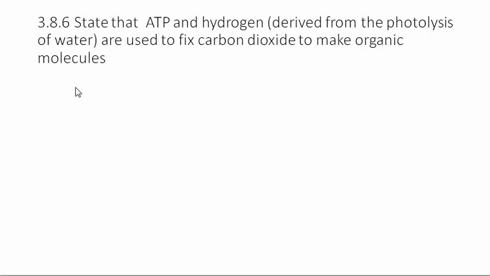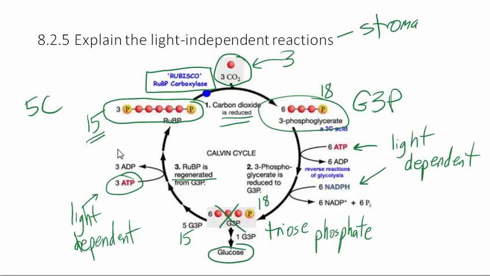The next assessment statement says, state that ATP and hydrogen derived from photolysis of water are used to fix carbon dioxide to make organic molecules. If we go back to our previous figure, what this is saying is that the energy from ATP that came from the light-dependent reactions is used to fix the carbon, is used to put it in a form that can be used by organisms.